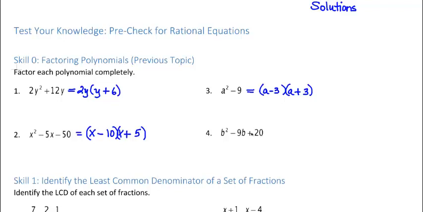B squared minus 9b plus 20. A trinomial, the factors of b squared are b and b. The factors of 20 whose sum is negative 9 would be 4 and 5, with both of those being negative. So b minus 4 times b minus 5.